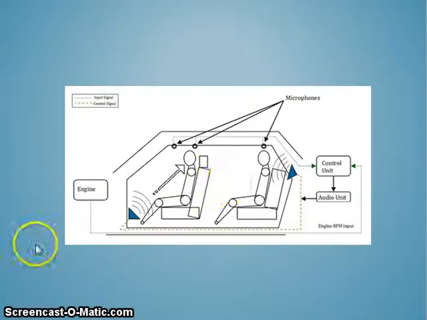It's also used in cars where the engine noise is monitored and an anti-signal is broadcasted to the passengers and the driver. This is very effective and makes driving a lot more bearable.